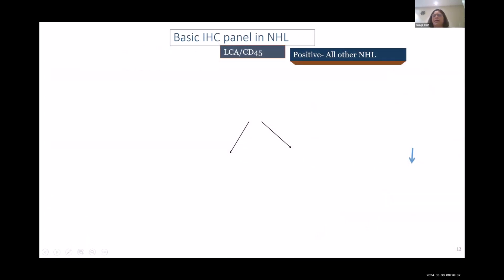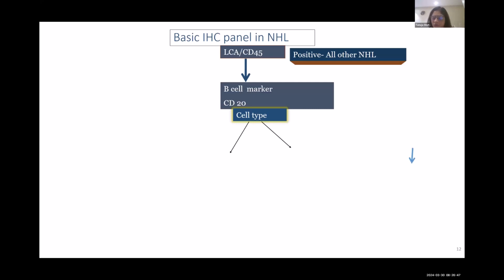So the basic panel in lymphoma, now we do what we call LCA or lymphocyte common antigen. It's also called CD45. That's positive in all NHL except, maybe we go to the other part later. And once LCA is positive, this is very useful in extranodal lymphoid proliferations, where if you get LCA positivity, you know it's a hematolymphoid neoplasm.